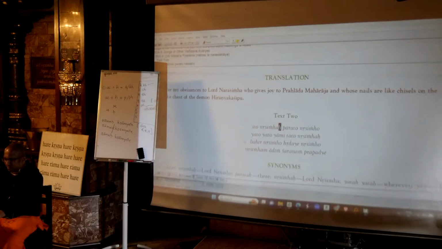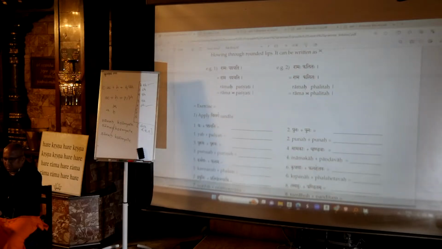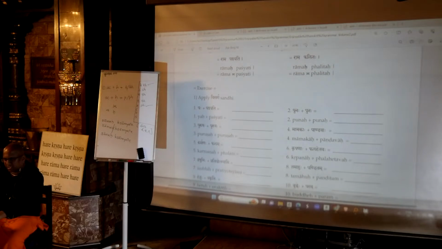See, this Bahir is also Bahihi. Bahihi has become Bahir. So, that same Sandhi that we saw. So, this is it. Yah Pashyati. Punah Punaha. Purushaha Purusha. Mamakaha Pandavaha. Mamakah Pandava. Mamakah Pandavaha. Or you can say Mamakah Pandavaha. Karmana Phalam. Kripanaha phalahetavaha. Ishubhi pratiyotsyami. Ishubhi.